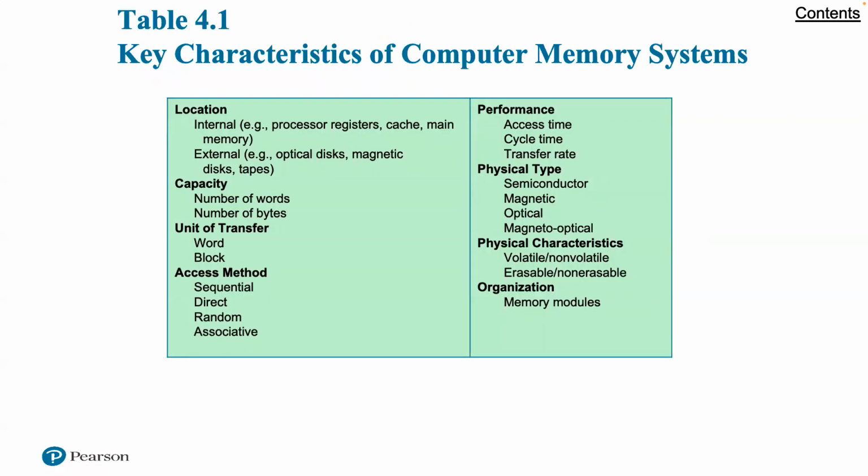The complex subject of computer memory is made more manageable if we classify memory systems according to their key characteristics. The most important of these are listed in table 4.1. It would be useful for you to go through the textbook and follow this, but what we have here is location, capacity, unit of transfer, access method, performance, physical type, physical characteristics, and organization.